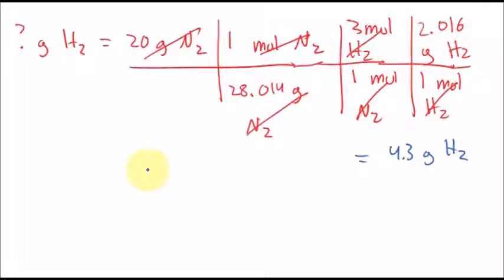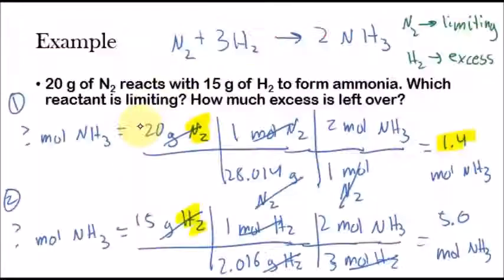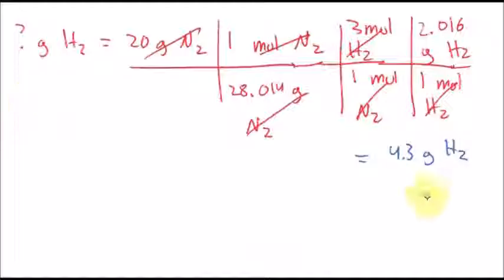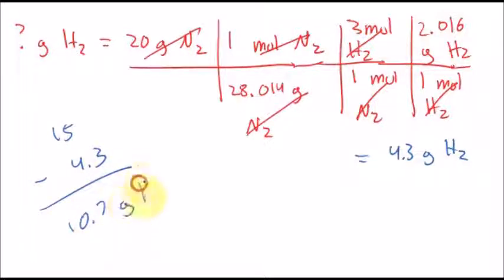Now, we started off with 15 grams of H2, and all the N2 is going to react, and 4.3 grams of H2 is going to be consumed, so what's going to be left over? Very easy. All we have to do is take 15 and subtract the 4.3 grams which is consumed, and we will get 10.7 grams of H2 left over in excess. And this is our answer here.